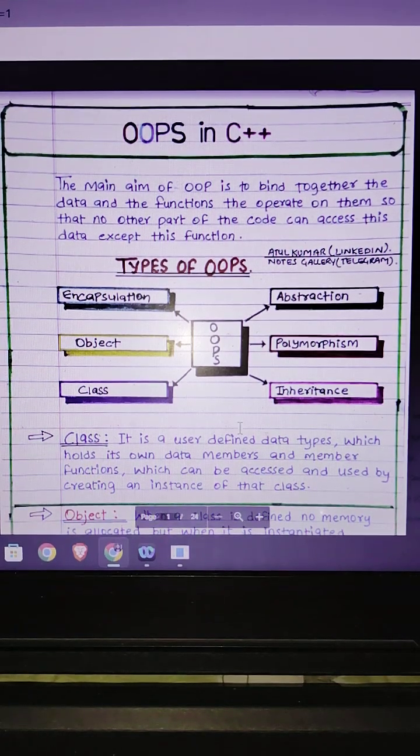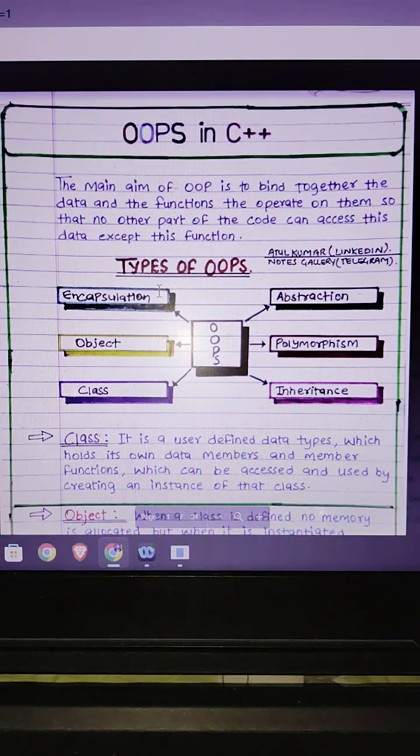Hello guys, in this video we complete the OOPS concept in C++. Firstly, what is OOPS? OOPS is object-oriented programming in C++.